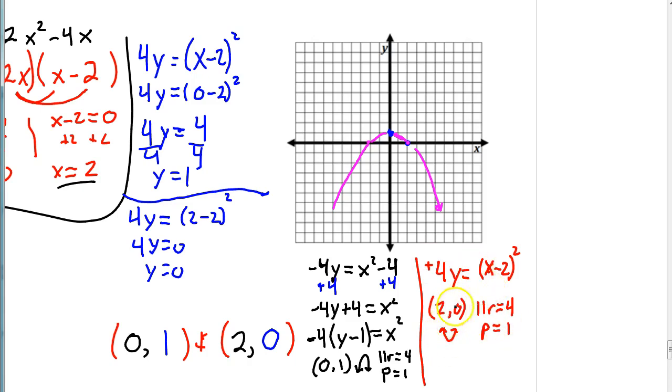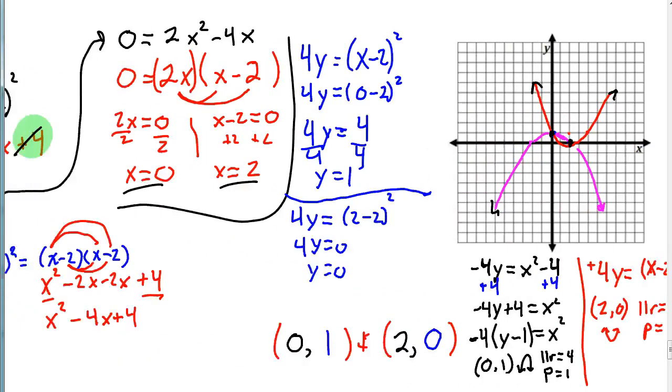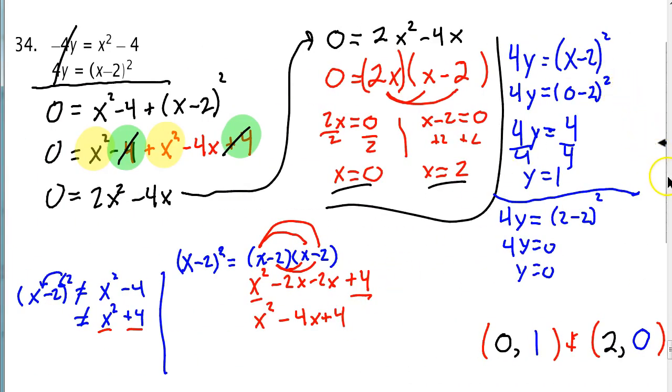So I'm going to start at my vertex, 2 comma 0, just right here. Go up 1 and left 2 and then right 2. So you can see this graph looks something like this. So they intersect exactly where we thought they should, right here at 0, 1 and right here at 2, 0. So that would be completed. All right, lastly, we have one more system of equations.